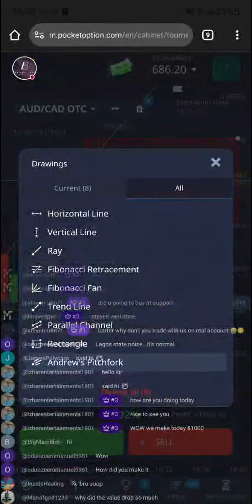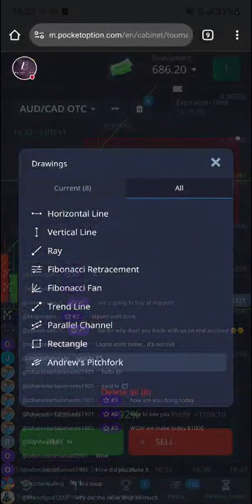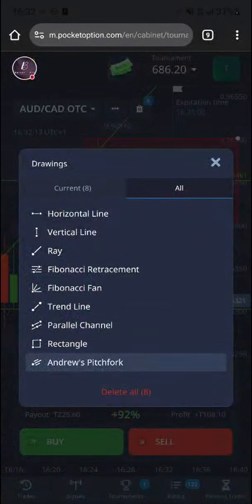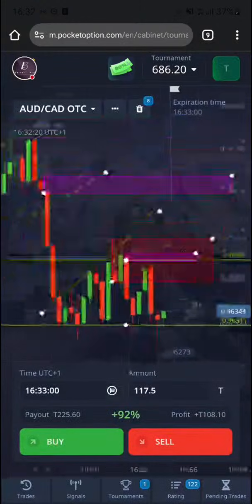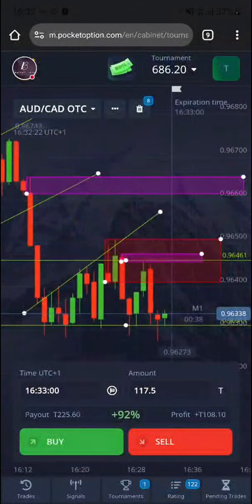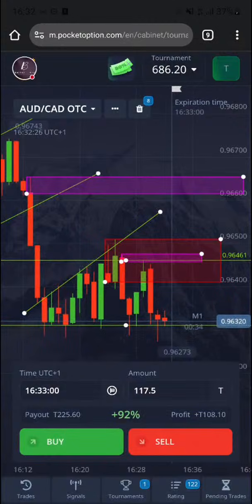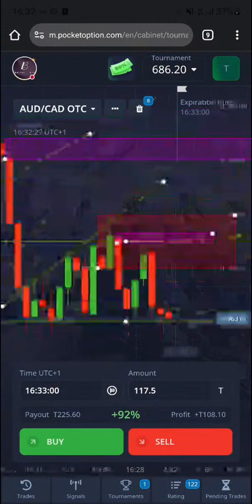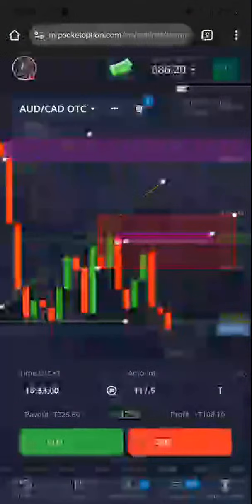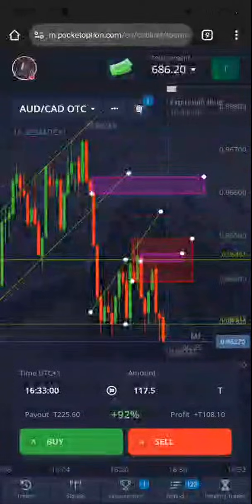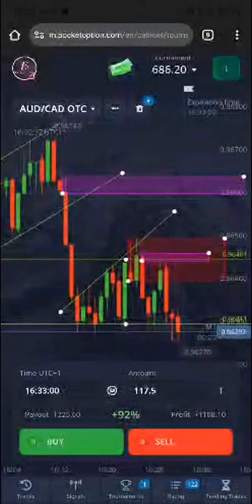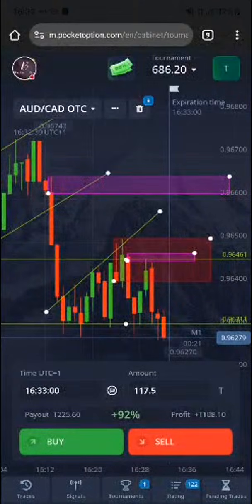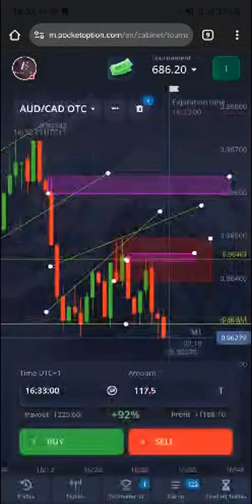Why did the value drop so much? Mano gold, what value? I don't understand. Oh, do you mean the balance? I don't know what you mean by value. If you're talking of the balance, it's because we made some losses. But if you mean something else, you need to explain so that I can understand what you mean.